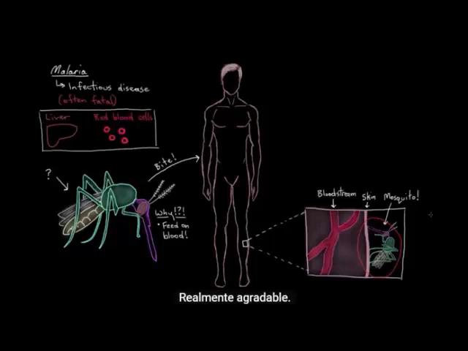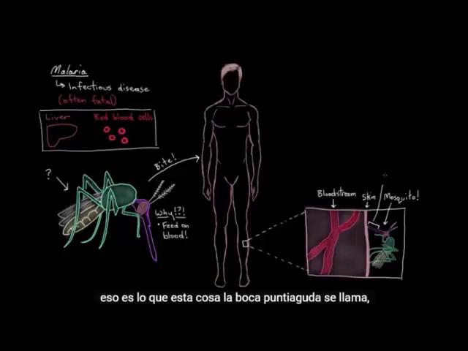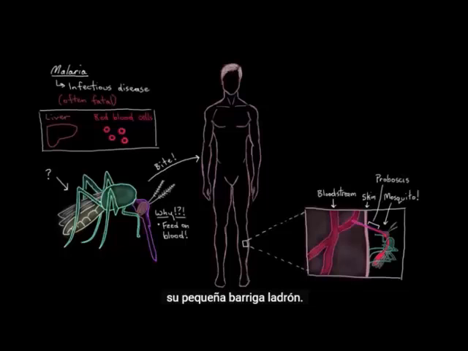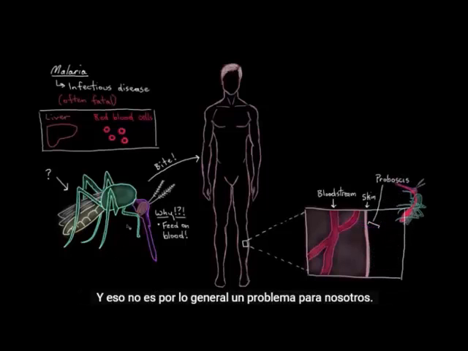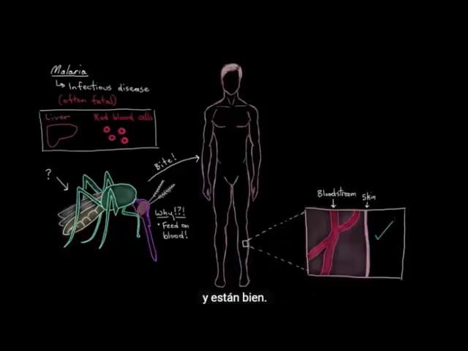Real nice. So to do that, she will poke her little proboscis, that's what this pointy mouth thingy is called, a proboscis, through our skin to access all of our blood vessels underneath. And from there, she'll start to suck up some blood, right? And she'll start to fill up her little thieving tummy. And then she'll take off, all satisfied, right? She's happy and she goes off. And that's not usually a problem for us. I mean, I'm not advocating for mosquitoes here. People get bitten by mosquitoes all the time and they're fine.